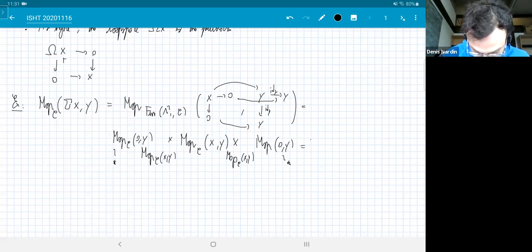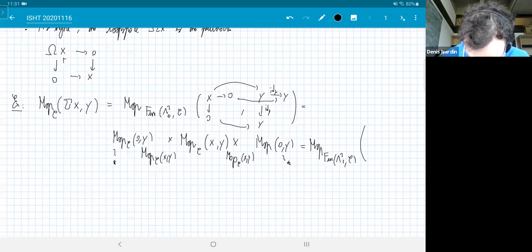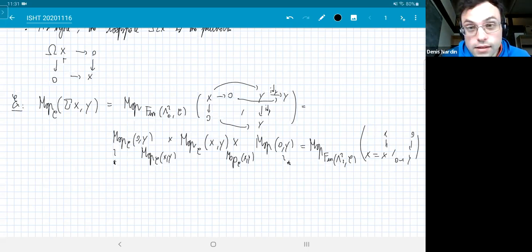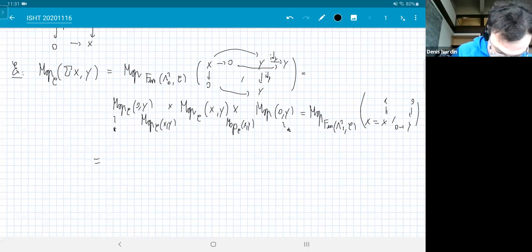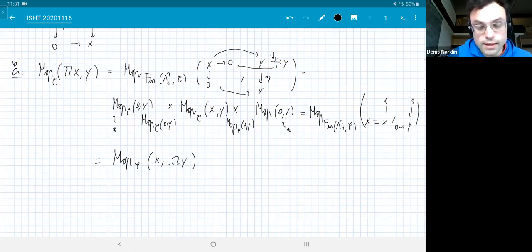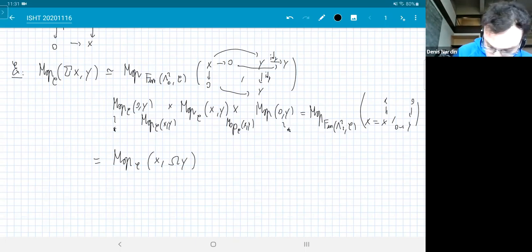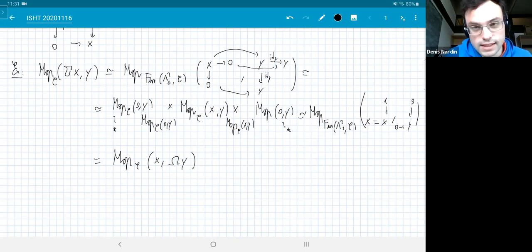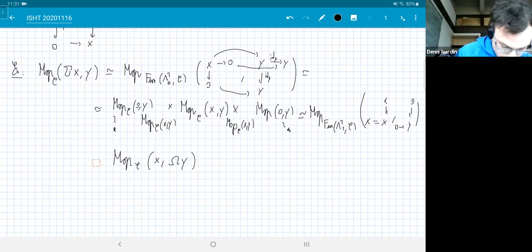But if you look at this, this is the same thing as maps in Fun from lambda to zero, sorry, lambda to two, see? And now we have the constant diagram here and this guy here. And so that's the same thing as maps in C from X to omega Y. I'm writing equality, sorry, but these should really be equivalences. They're not the same simplicial sets. They're homotopy equivalent.